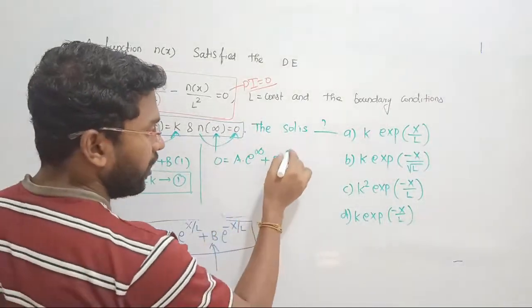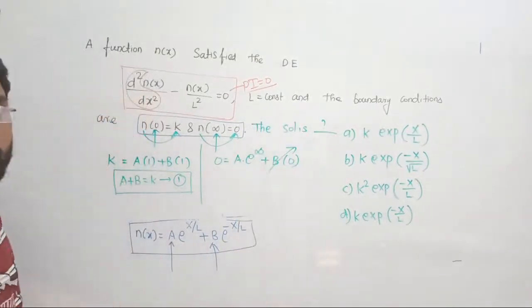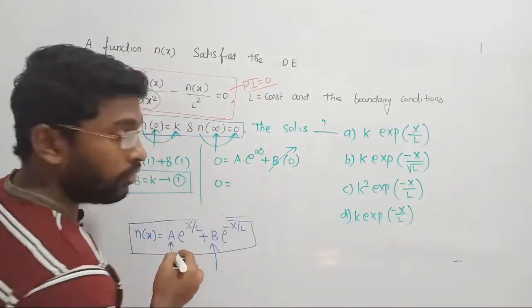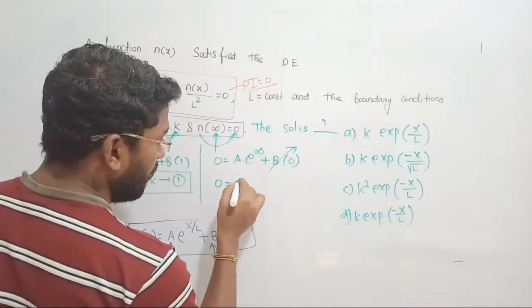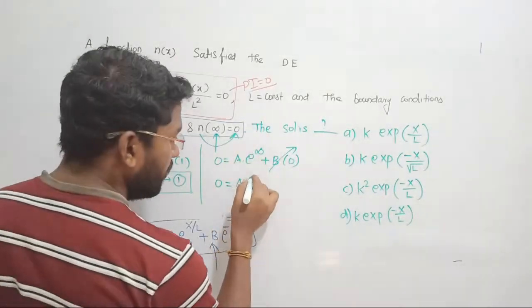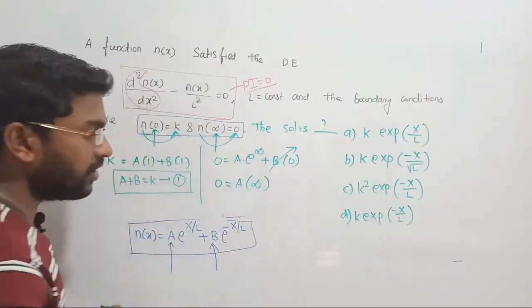e power minus infinity is going to be completely 0, so I cannot do anything with this, right? But here what shall we do? Here I have 0, and here I have a into e power infinity. What is the value of e power infinity? That is going to be infinity.